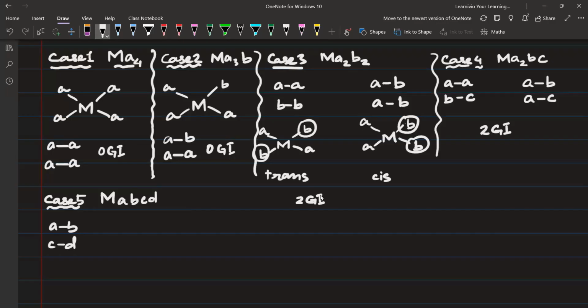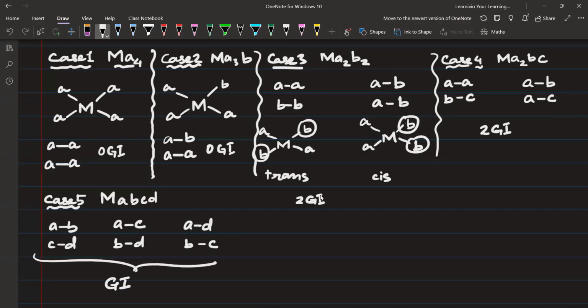A opposite to C, B opposite to D. A opposite to C and B opposite to D. Anything else? A opposite to D and B opposite to C. Very good. So there will be in total three geometries. So you can draw them, right? Yes, sir. Okay, do draw them as well.